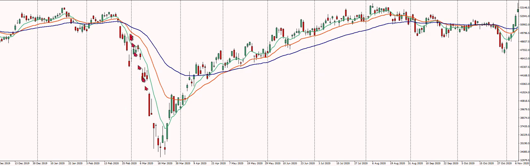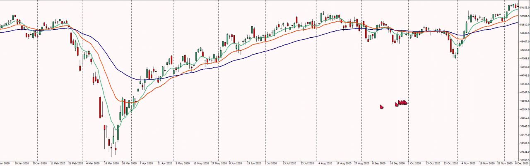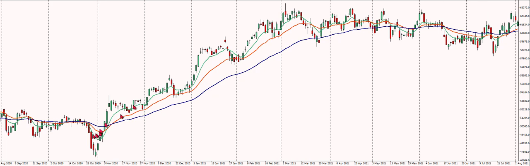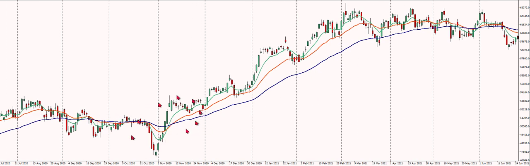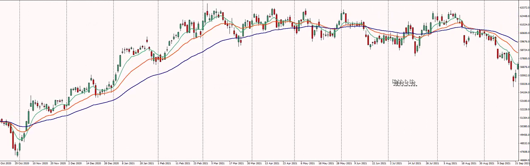You can see this is the 2020 crash from COVID. And the market continued up. We can see the 8 crossing the 21 and the 21 crossing the 50, and the market just ran. You do not want to exit the trade until it hits your stop loss. And here we can see that it never did.